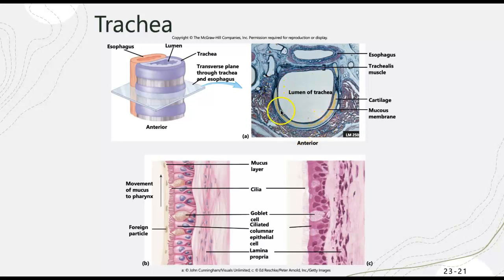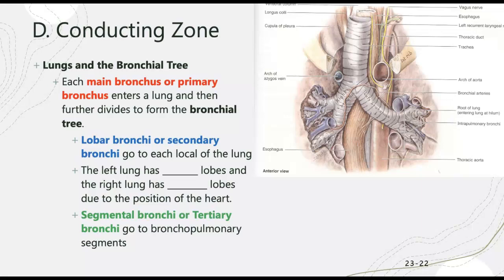And here's another histology view where we see the cartilage, and we're going to have this connection between the two ends of the C shape of that cartilage, known as the trachealis muscle, and then posteriorly we see the esophagus. Now we've made our way past the trachea and are going to start moving into the main bronchi and into the bronchial tree. We're still in the conducting zone here, meaning no gas exchange is taking place.